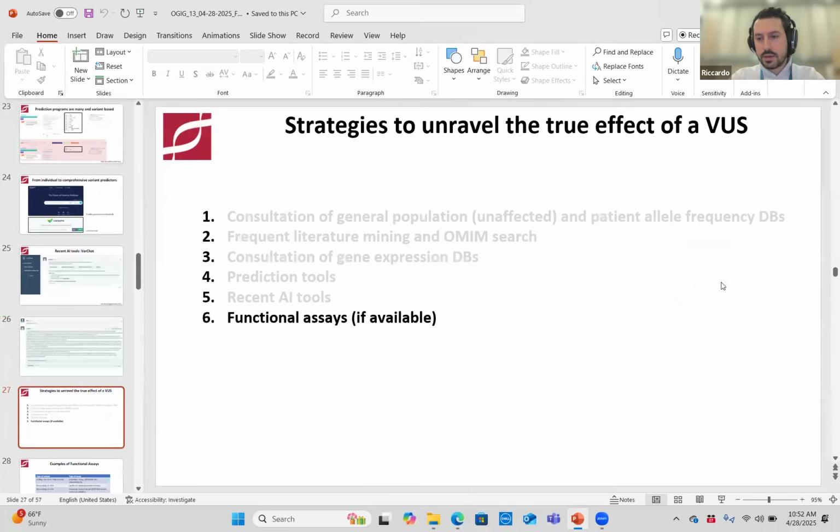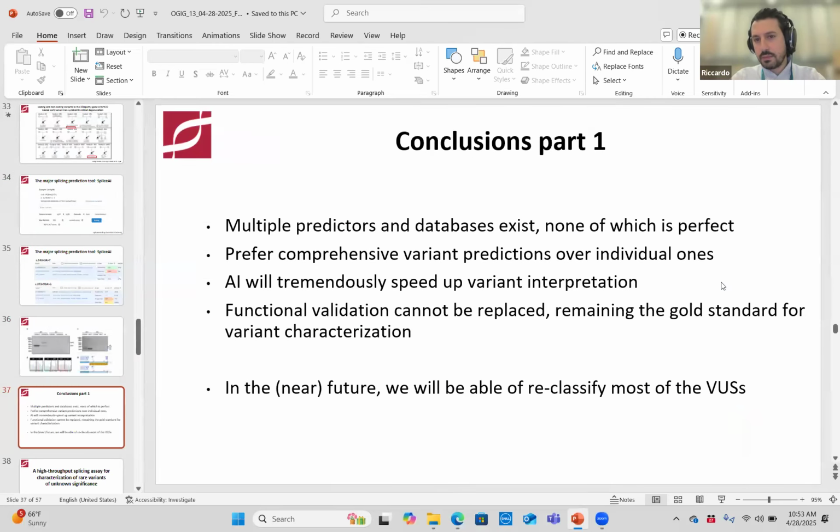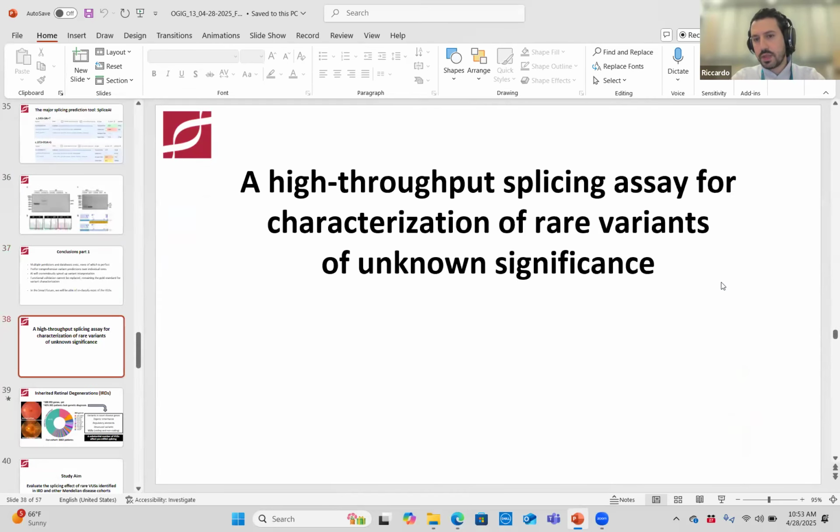In the functional assays, I will give a brief description of the most common functional assays, describing the role of splicing, why we are interested in that, how to apply it for therapeutics, again giving some examples, focusing on SpliceAI. And then if we have time after this, that will be the part on the high throughput splicing assay.